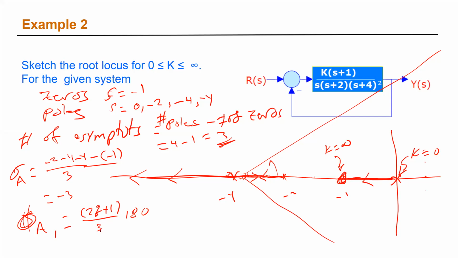So you will have 180. Three go and you will have 180, isn't it? Yes. Then q equal to 2. Okay. It will be 300, which is minus 60, the same.